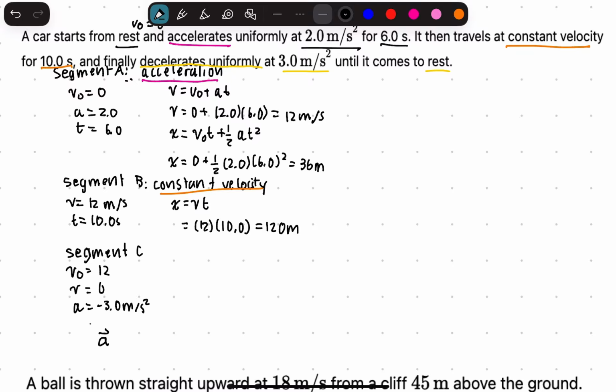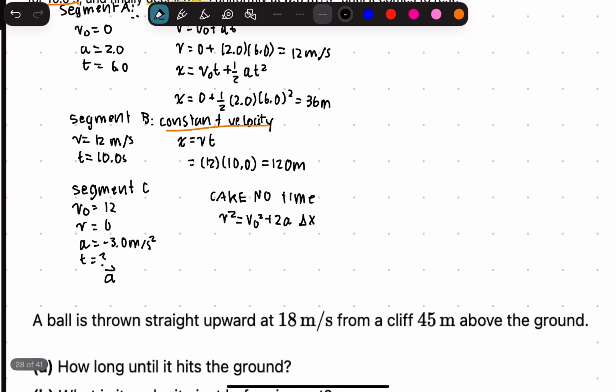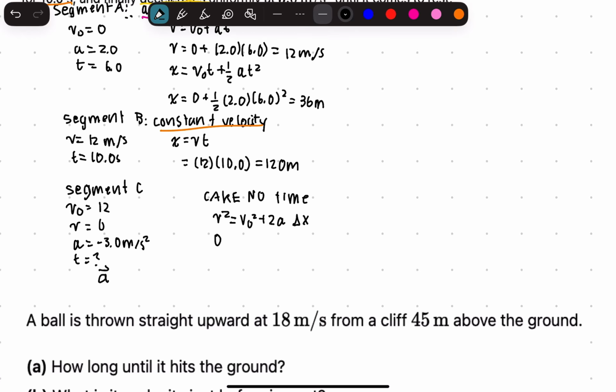We are not given time, so we can use the kinematic equation without time, and that's going to be v squared is equal to v initial squared plus 2 times the acceleration times delta x. Now v is 0, and we have our initial, that was 12 squared plus 2 times negative 3.0 delta x, and now delta x is going to equal 24 meters.